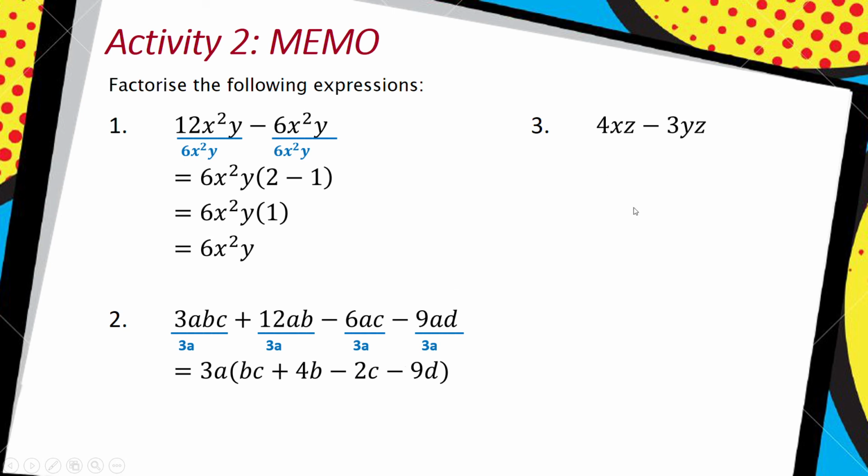And then the last one, there's nothing that can go into 4 and 3, so I can't take out a highest common factor there. There aren't x's in both terms, so I can't take out an x. There aren't y's in both terms, so I can't take out a y. The only thing that's common is my z. So I take out a z as a highest common factor, divide through by it. And I'm left with the z's cancel, 4x minus the z's cancel, 3y.